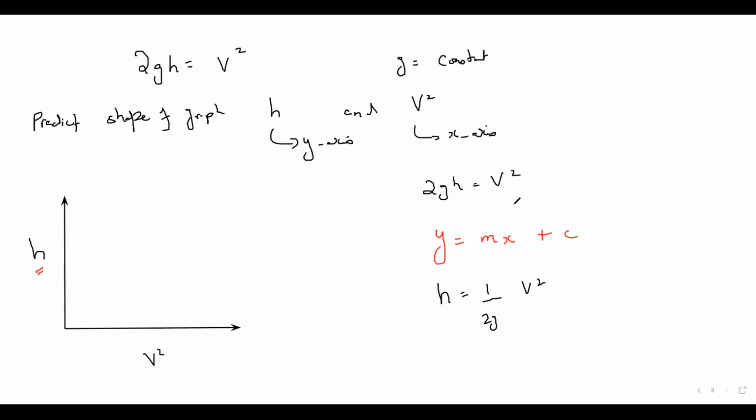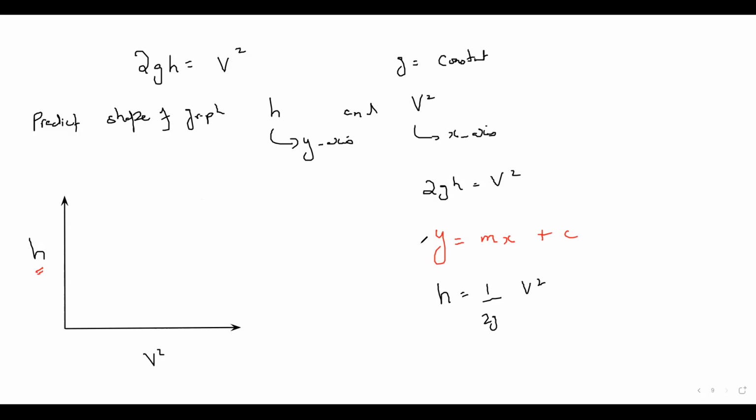I could not compare right away because the quantity on the y-axis should be separate. Here the quantity on the y-axis is height, but height is multiplied by 2g. So we have to remove this 2g; since it's multiplied, on the other side it will be divided.